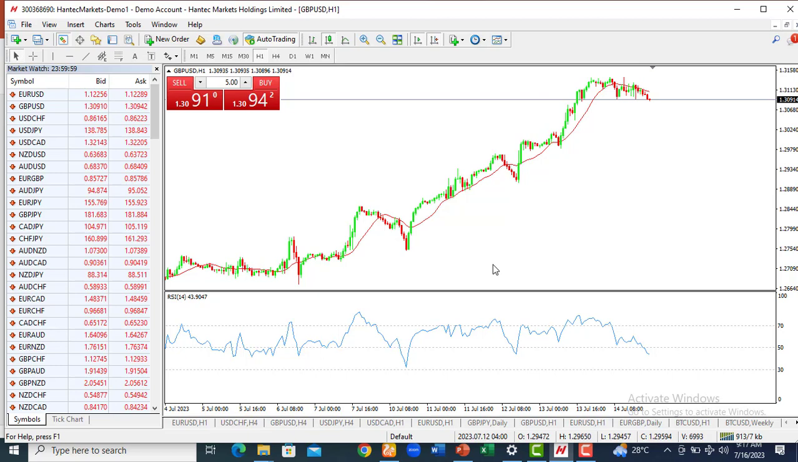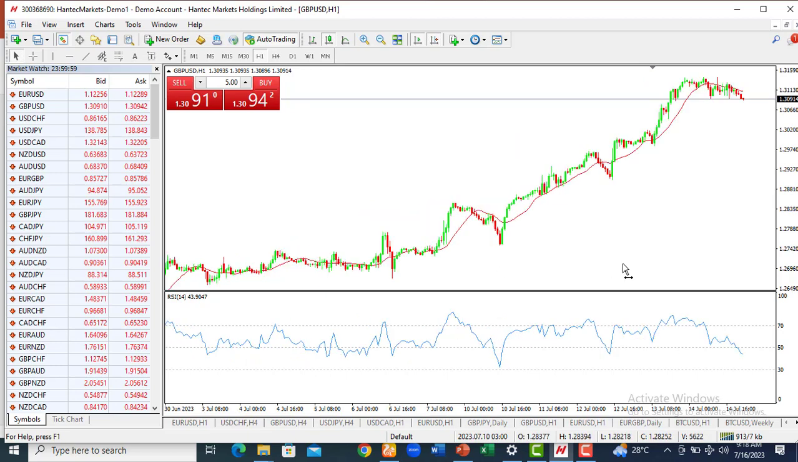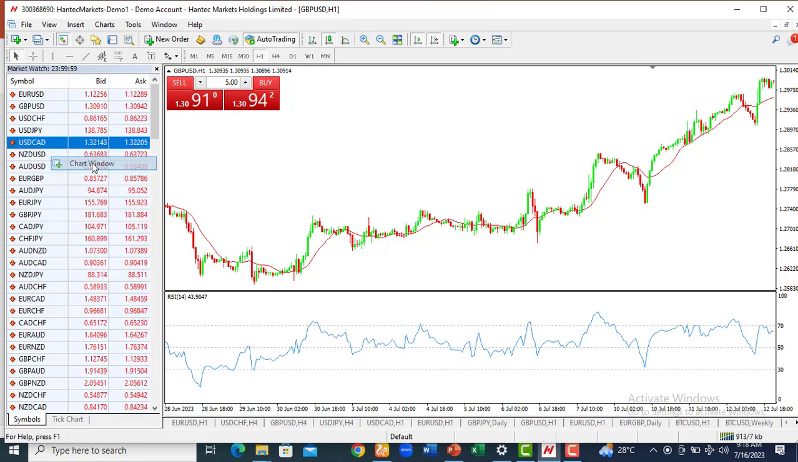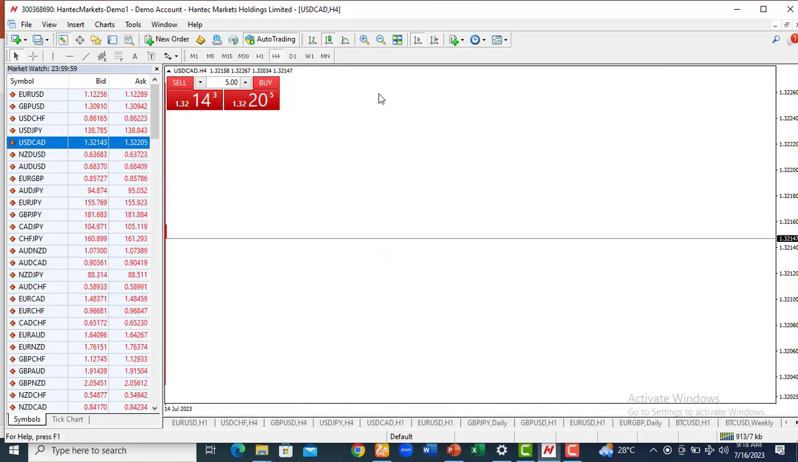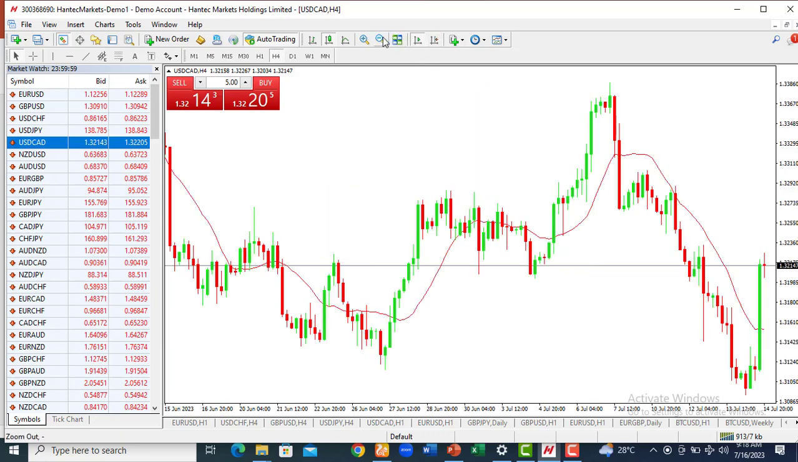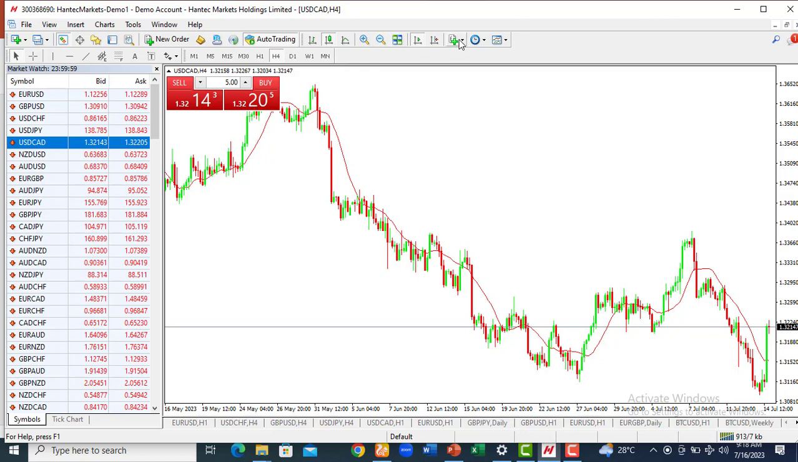A market is said to be overbought. You can see just like this, whatever the market is doing, RSI does the same. Let me open another chart. Let's go for the USD CAD. So I do the same. I go to the RSI.